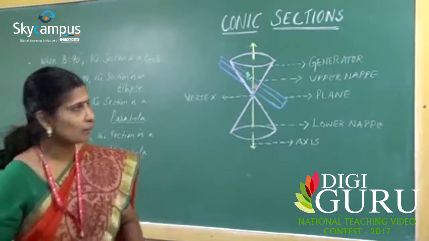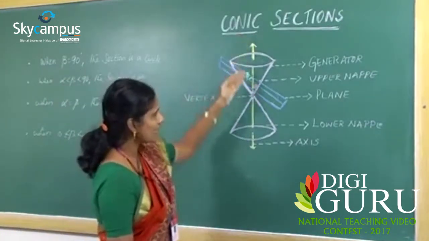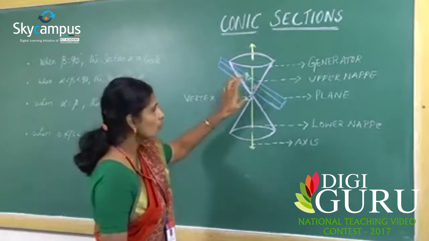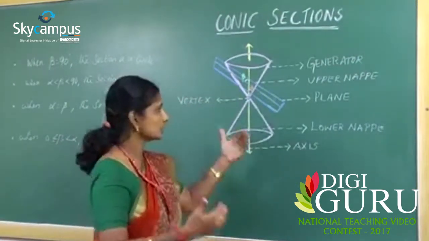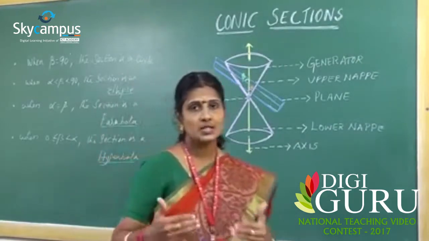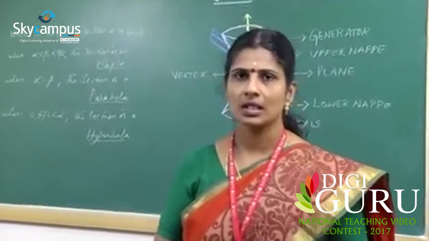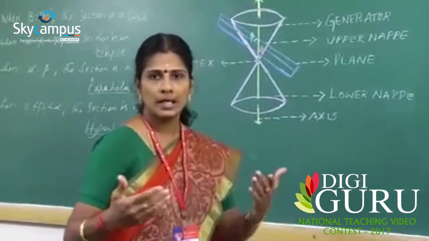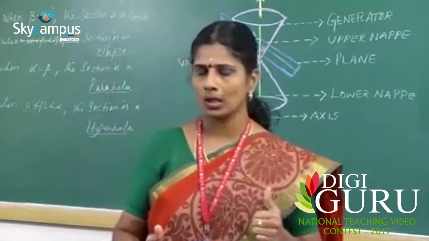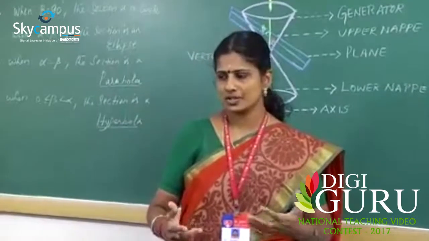Now taking the plane which makes an angle with the axis, call it beta. Based on the angle beta, there are many possibilities, because we can change that angle. Based on beta, we will be able to get the different sections, called the circle, hyperbola, ellipse and parabola. Now let me demonstrate how we are able to get the sections.